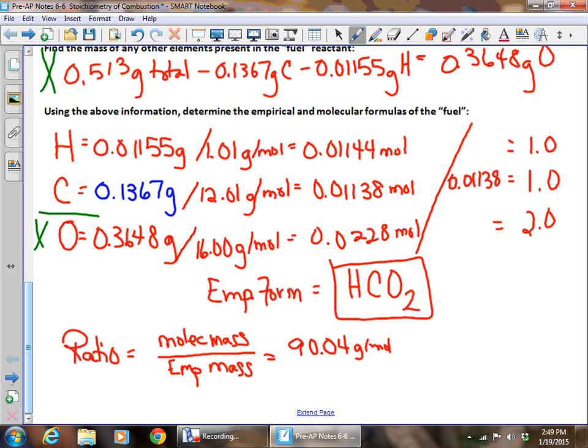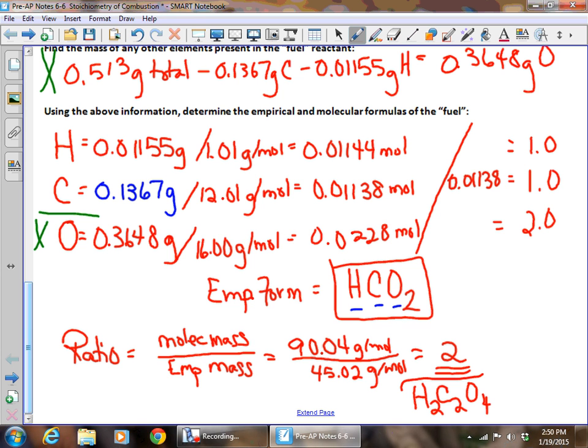And if we add up 1 hydrogen, 1 carbon, and 2 oxygens, the empirical mass of that empirical formula is 45.02 grams per mole, which tells us that this real compound is twice as big as the empirical formula. So we're going to multiply everything in the empirical formula by 2, and we get a true molecular formula for this compound of H2C2O4. Okay, so there is the molecular formula for oxalic acid.